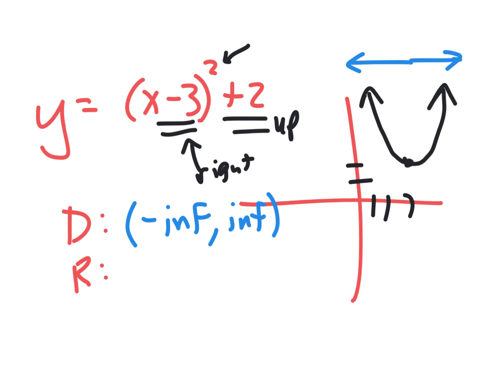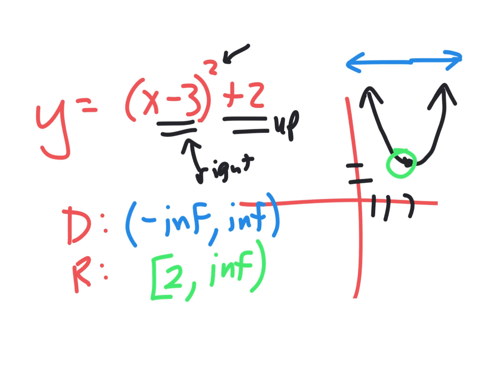And the range is how low to how high. And how low does this one go? It goes to 2. And how high does it go? Infinity. And then it needs a bracket on the 2 because it touches right there. All right. No easy stuff.